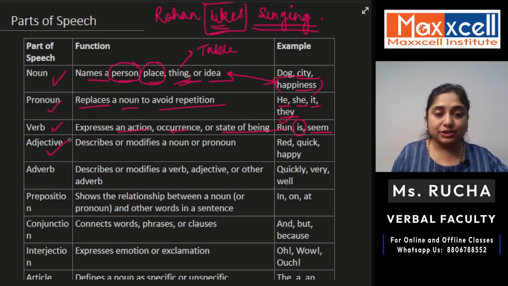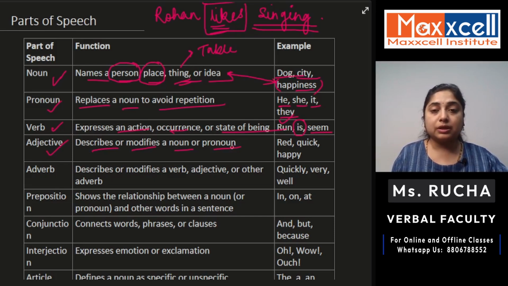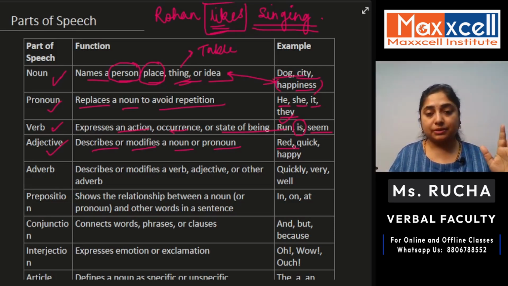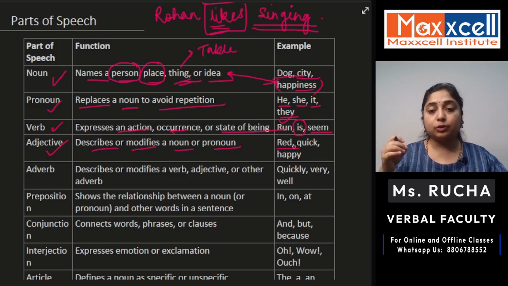Next, of course, is adjective. It describes or modifies a noun or a pronoun. Adjective is the word that modifies noun or pronoun. If I say Maya is wearing red kurta, of course we know Maya is a person. The moment we say she's wearing red kurta, kurta is what? A common noun. But the color of that kurta comes to your mind when I use the word red. So this is an adjective right now.